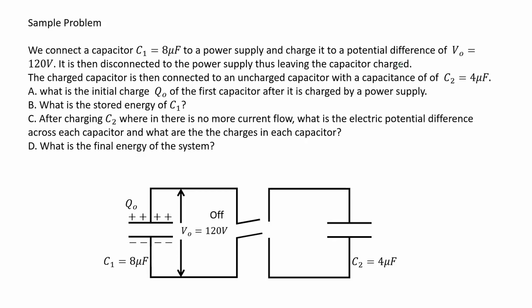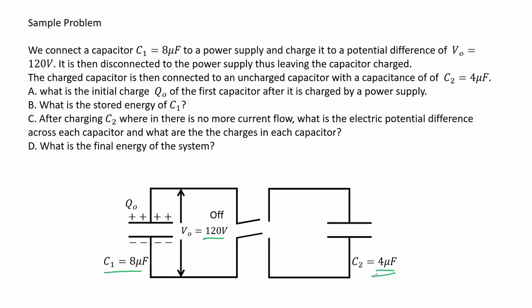Sample problem. We connect a capacitor C1 equals 8 microfarad to a power supply and charge it to a potential difference of 120 volts. It is then disconnected from the power supply, thus leaving the capacitor charged. The charged capacitor is then connected to an uncharged capacitor with a capacitance of C2 equals 4 microfarad.